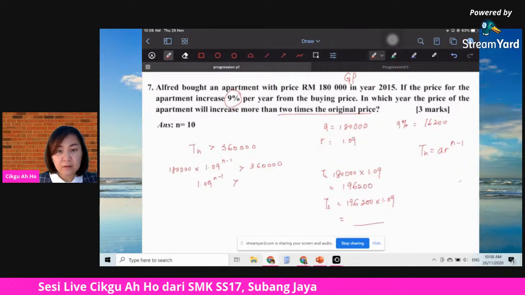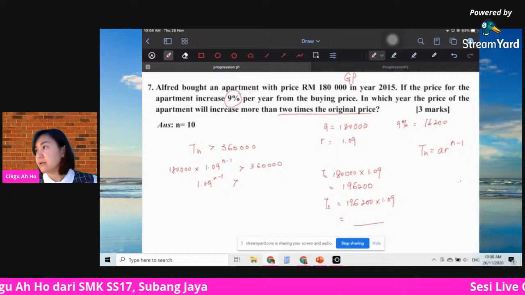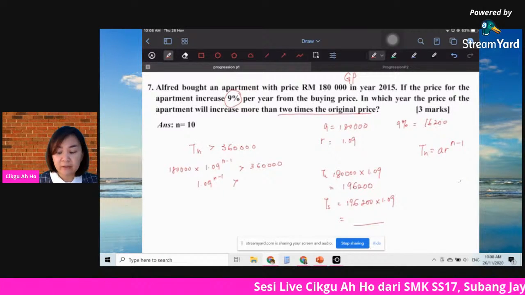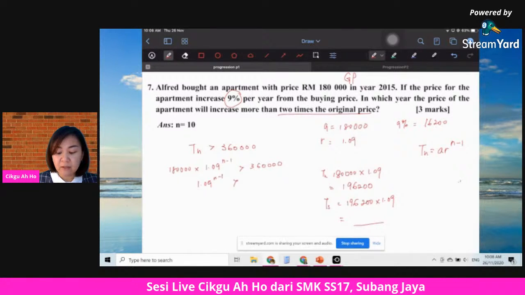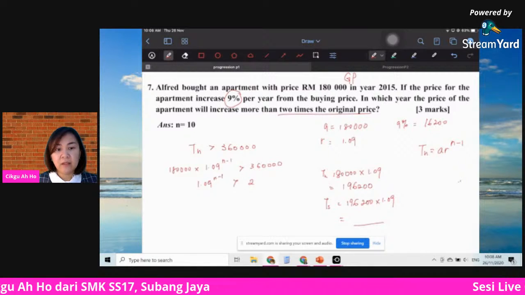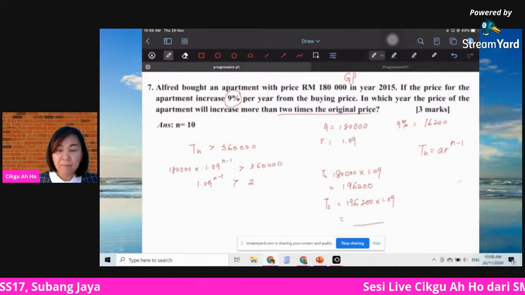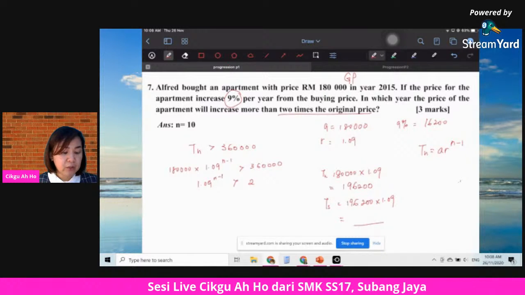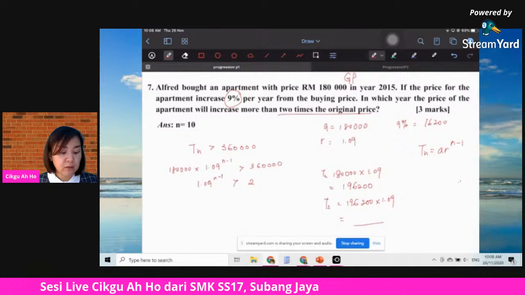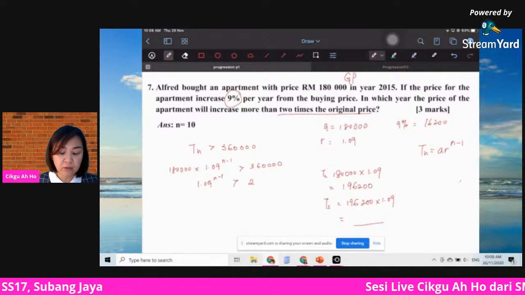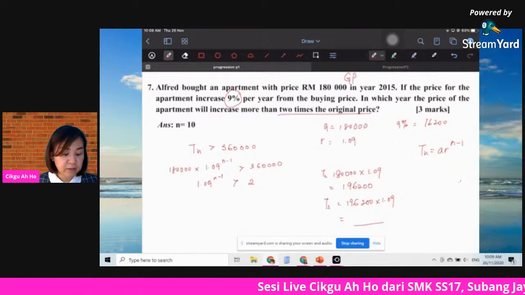Is it okay for you to read the writing? Is the stroke too thin? Should be okay, right? So 360,000 divided by 180,000 is 2, right? To get your N, which is in the power, you can see the pattern. Actually, what do you have to use? You have to use logarithm. No choice, you have to use the log.